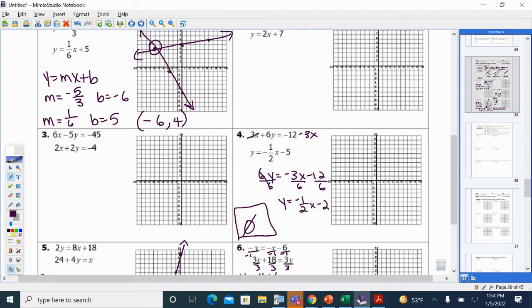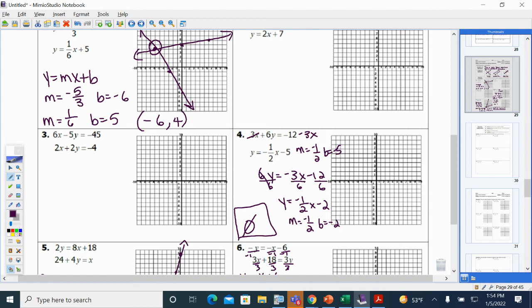Now, what you should notice here is that in both equations, the slopes are the same, but their y-intercepts are different. So in this first one, the slope is -1/2 and the y-intercept is -2. And the second one, the slope is -1/2, but the y-intercept is -5. So basically, your two equations are starting at two different points, but they have the same slope. So these two lines should be parallel, giving us the no solution.